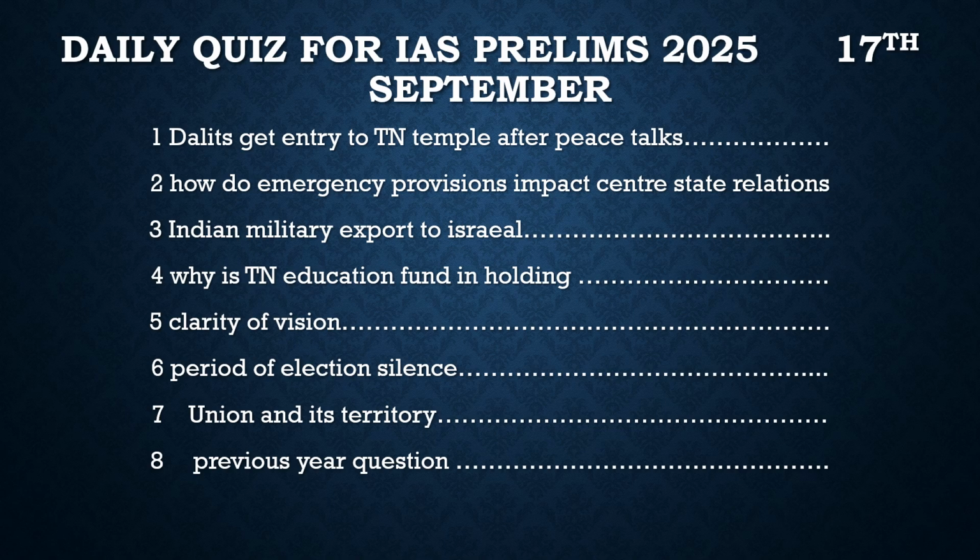With respect to this, there is a temple in Tamil Nadu in the Tiruvallur district near Chennai. There the Dalits were not allowed to enter the temple itself, and there would have been opposition to it, but because of the peace talks between the authorities, they have now reached the point where the Dalits will get entry to the Tamil Nadu temple.